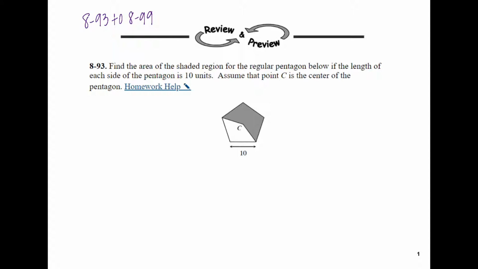Problem 8-93 says find the area of the shaded region for the regular pentagon below if the length of each side of the pentagon is 10 units. Assume that point C is the center of the pentagon. Looking at my pentagon, my five-sided shape, I can draw triangles within my pentagon. So the shaded region is made up of three of my triangles.